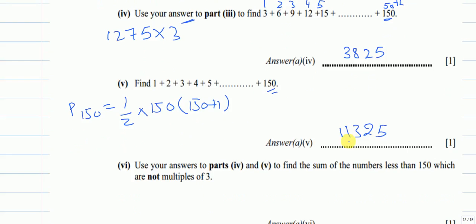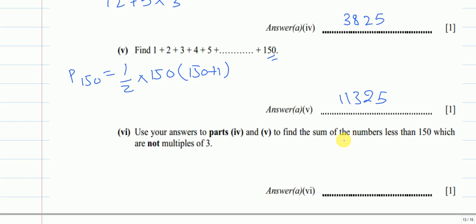Okay, this was easier than this, I think, and I think there should have been at least 2 marks. Anyway, let's see part 4. Use your answers to part 4 and 5 to find the sum of the numbers less than 150 which are not multiples of 3. Now when you read this you think, uh-oh, you cannot do this, but because they say we have to use our answers, we have to find some connection between our parts 4 and 5.